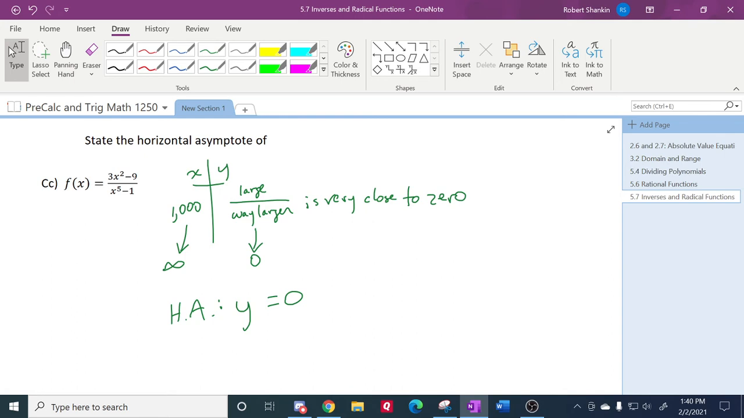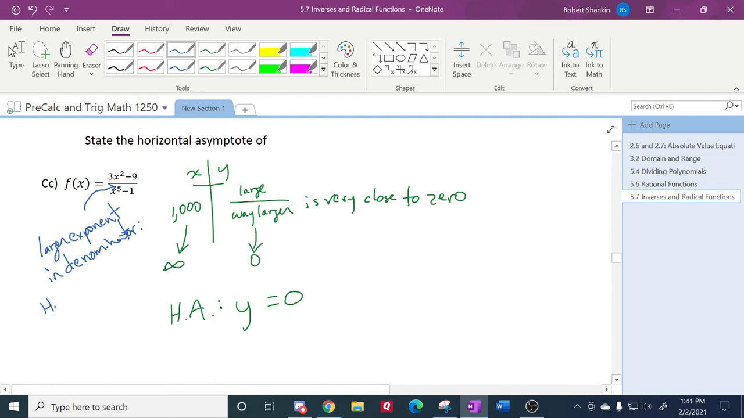Very good. If we have a larger exponent in the denominator, thanks, Lily, that's cool. I didn't even see that. That's awesome. And it makes sense though, huh? Then the horizontal asymptote is y equals 0, because the denominator is going to grow bigger faster than the numerator, making the fraction smaller and smaller, driving it to 0.